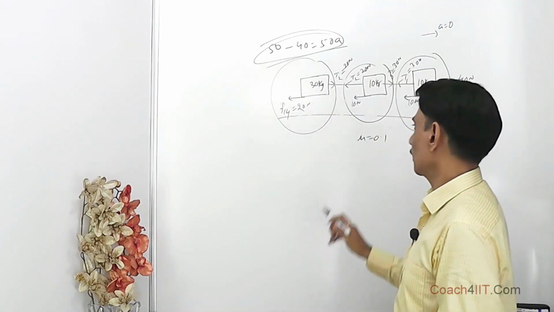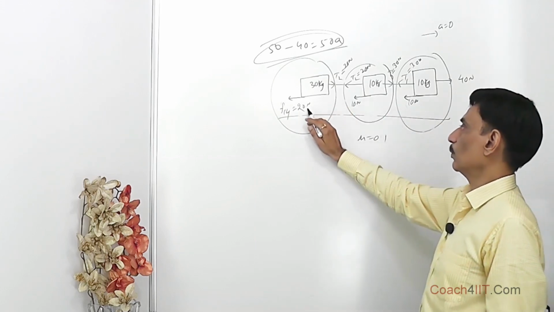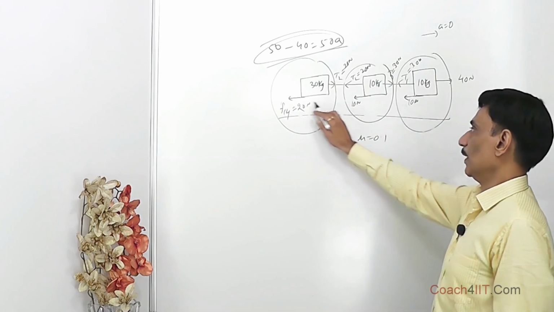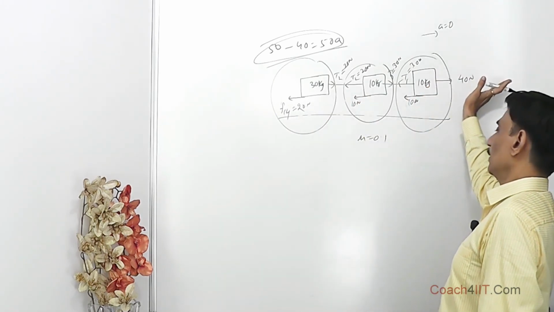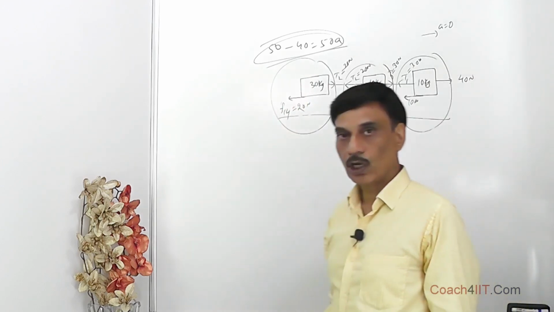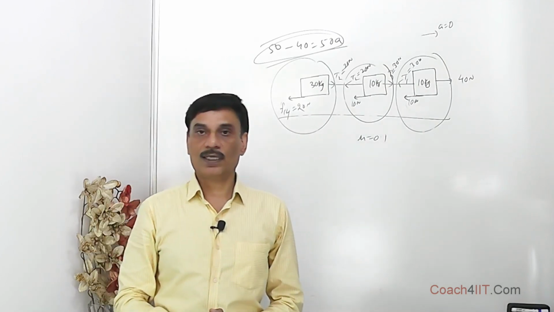So now the friction forces at the lower surfaces will be 10 Newton, 10 Newton and 20 Newton. 20 plus 10 plus 10, that is 40 Newton. So 40 Newton is in this direction and 40 Newton is in this direction. The net force along the x-axis on this system is equal to 0, and this is a stationary system.